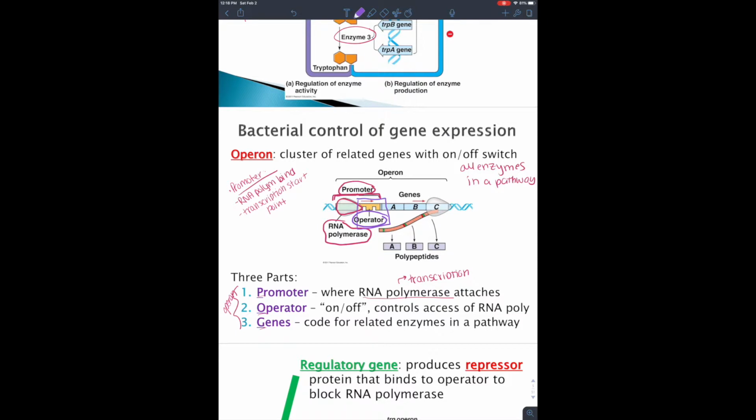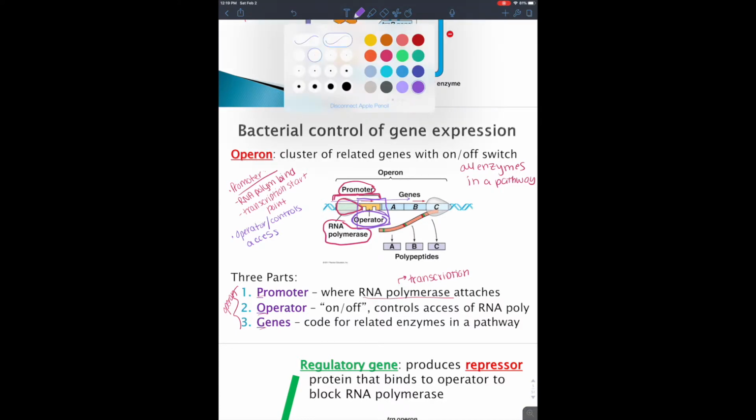So RNA polymerase is going this way. The operator dictates how far it's allowed to go, how much gene it's going to have access to, and how much it's allowed to transcribe. So the operator is our on/off switch, and it's going to control access.